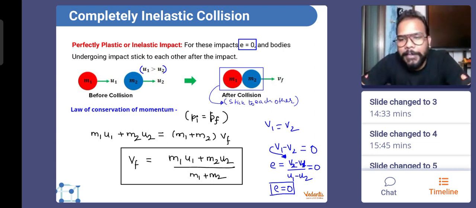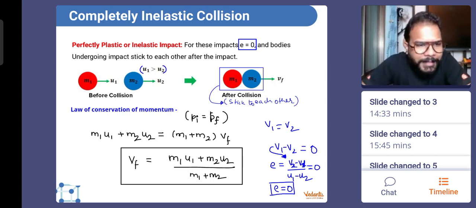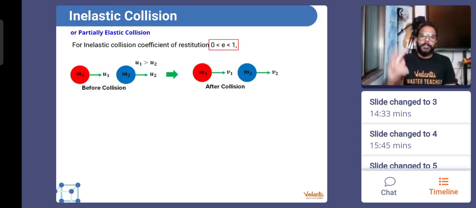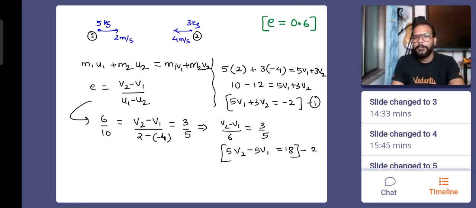No. E is greater than 0 and less than 1. That's basically a partially elastic collision, where the two extreme cases are not happening. E is neither 0 nor 1. It is something between 0 and 1, like the questions that we solved here, E equal to 0.6. That is the case where your bodies are colliding. They are not sticking to each other, but they are not 100% regaining their shape after the collision. So the collision is called partially elastic.